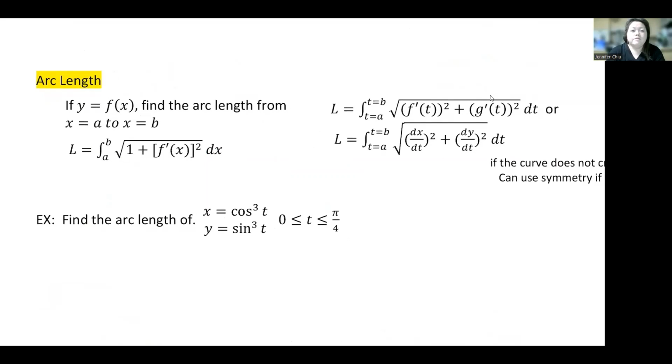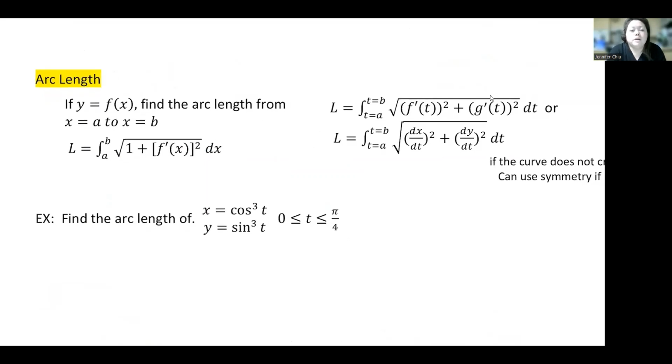All right, arc length from rectangular coordinates. Remember, it was the integral of the square root of 1 plus f prime squared, the derivative of your function, right? So now, because you have two parts to your equation, the arc length is defined as an integral from a to b of the square root of the x component derivative squared plus the y component derivative squared, right?